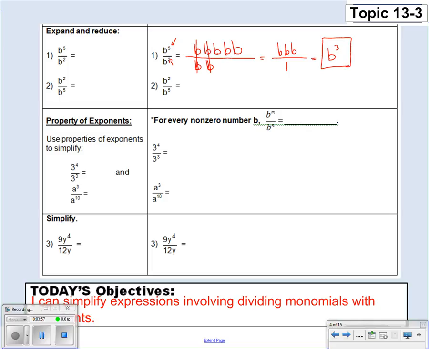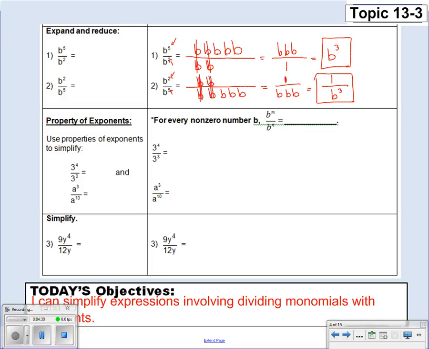Let's look at number 2. This time in our numerator, we have 2 b's, or b squared, so we're going to stamp it out twice. In the denominator, we have b to the 5th power, so we're going to stamp it out 5 times. 1, 2, 3, 4, 5. Now I'm going to cancel what's in the numerator and denominator exactly alike. Notice this time I've canceled everything in the numerator, so there's still an understood 1. In the denominator, I've got b times b times b. And now we'll put them back together. This is 1 over b cubed.